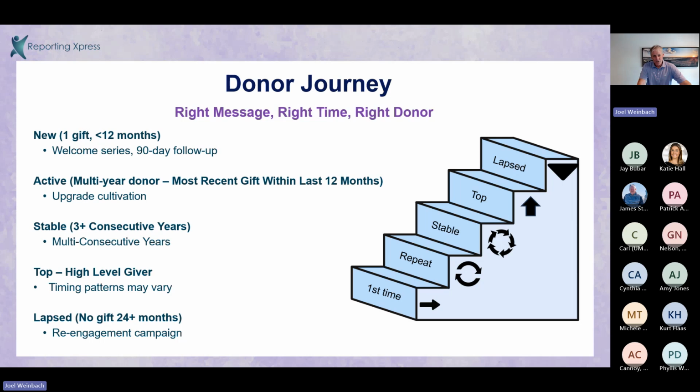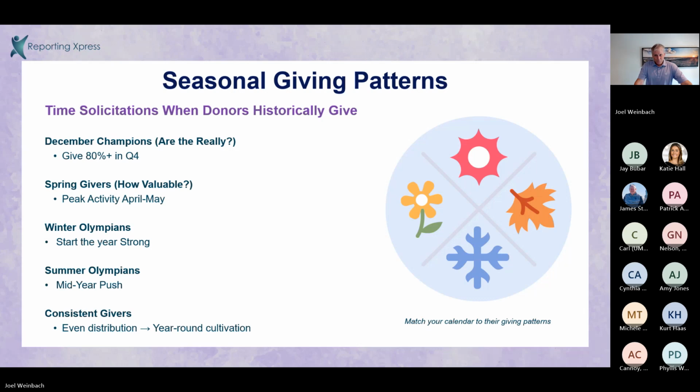If you think about our donor journey, this is what we're going to go through and look at. We're going to look at new donors, active donors, stable donors, top donors, and lapsed donors, and see what the differences in their behavior are and how our data can point out those differences and how we can strategize against what we've learned. Everybody likes to think about seasonal giving patterns and thinks they might know what's going on, but until you really dig into your data, it's not always clear what you think is accurate. You can kind of get a hint here as to what we're going to see in this data as we start digging into it.